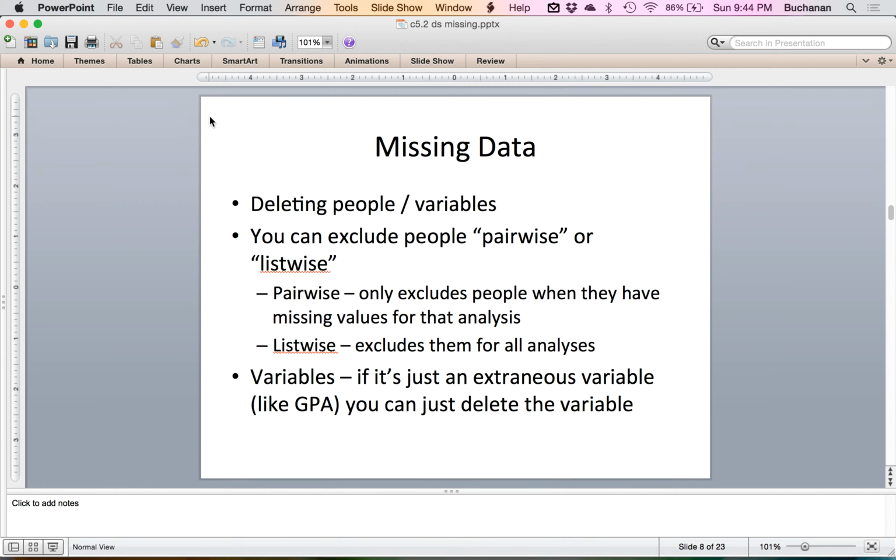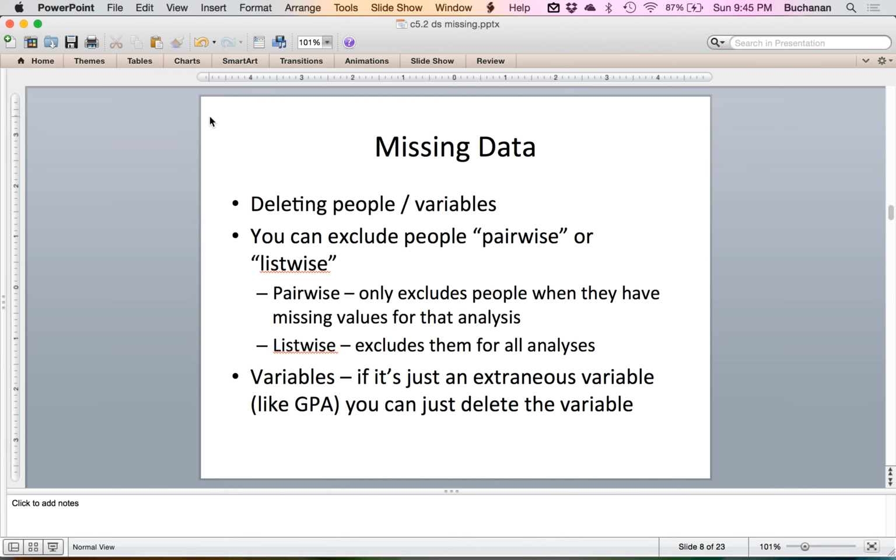So let's say you decide to delete people instead of replacing them. You can delete folks, and you can exclude them either pairwise or listwise. Preferably pairwise. Pairwise excludes people when they have missing data for that analysis. So this gets a little confusing sometimes because your N might be different across the same research paper, but then you're using people when you have their data and excluding them when you don't have their data. That makes sense, and you haven't wasted the participants that did take the study but maybe didn't answer that particular scale. Listwise would exclude them completely.